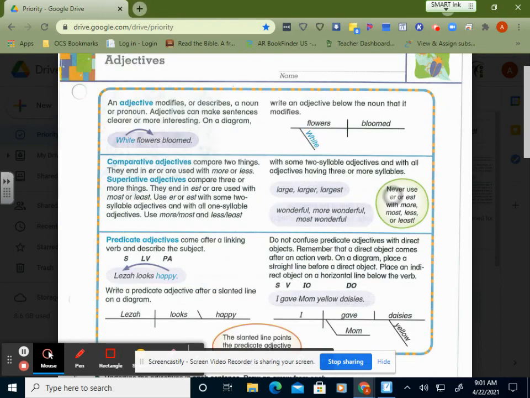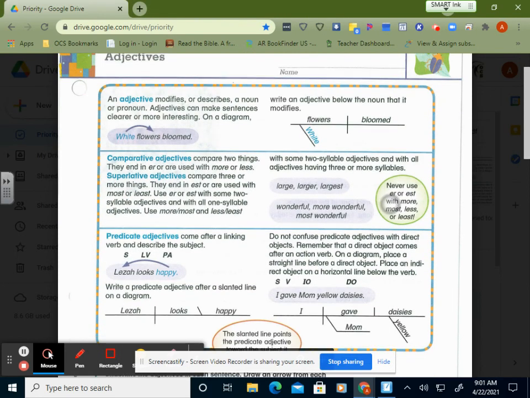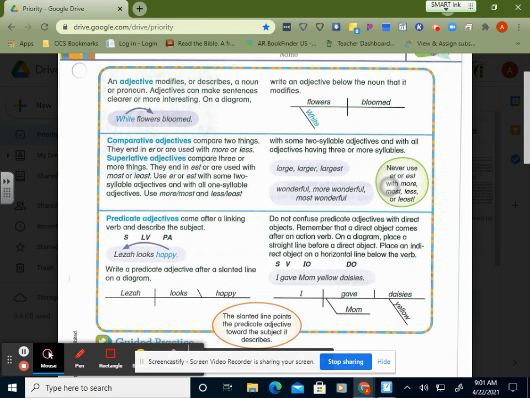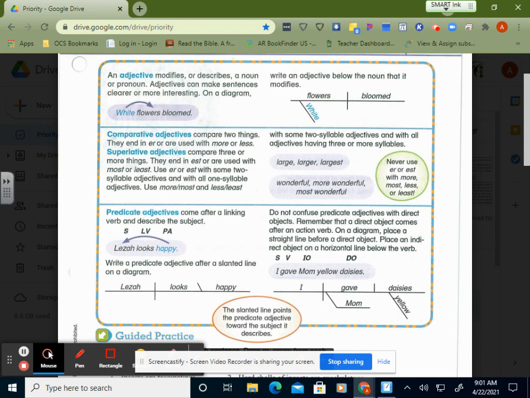Okay. Back on page 235, an adjective modifies or describes a noun or a pronoun. They make a sentence clearer or more interesting. On a diagram, you write the adjective below the noun that it modifies. So here's the diagram of this short sentence. White flowers bloomed. Flowers was the subject. Bloomed was the predicate or simple verb.